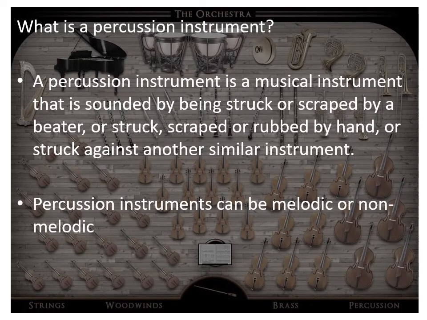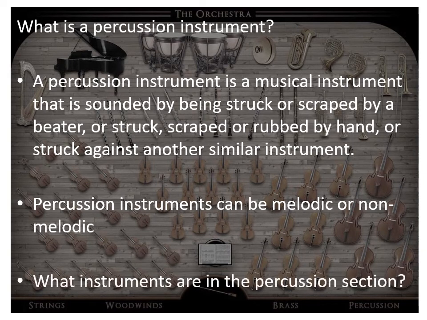Percussion instruments can be melodic or non-melodic. So what do we mean by this? A melodic instrument is able to create different pitches and can create a melody. And examples here might be the xylophone or the piano. Non-melodic percussion instruments are not pitched, so they're not tuned and there's no definite pitch for them. For example, a drum or a tambourine.